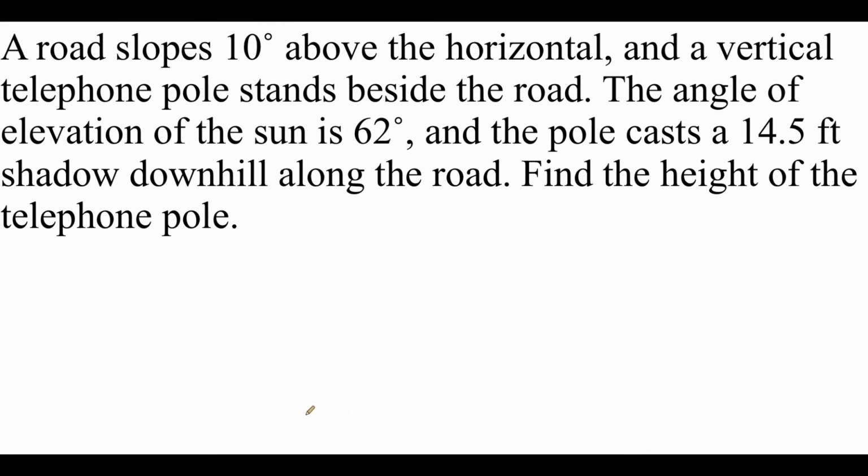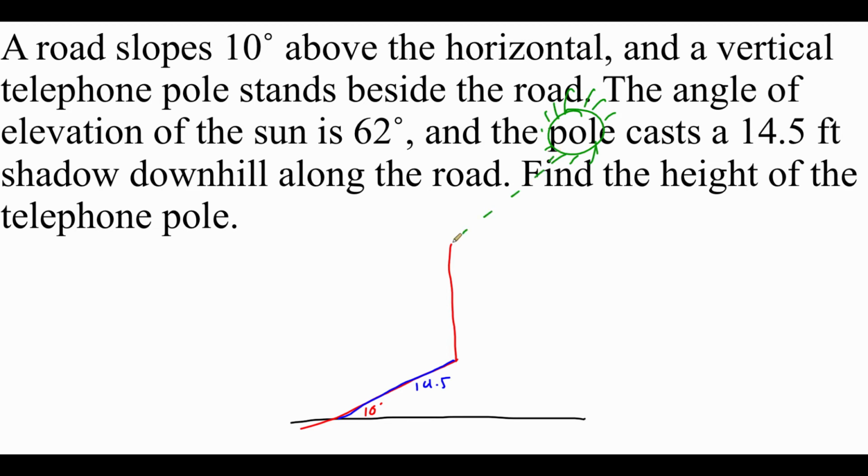Now the first thing we want to do is try to sketch out a picture to represent this problem. So here's our flat horizontal line, and it says the slope of the road going up is 10 degrees. So this is a 10 degree angle in here. And we've got our telephone pole coming out of the ground, and it's going straight up. Now it says as the sun is hitting this telephone pole, it casts a shadow on the ground, which is 14.5 feet long. And it also says the angle of elevation up to the sun is a 62 degree angle. So let's say the sun is up here somewhere, coming down, forming a 62 degree angle of elevation in here.